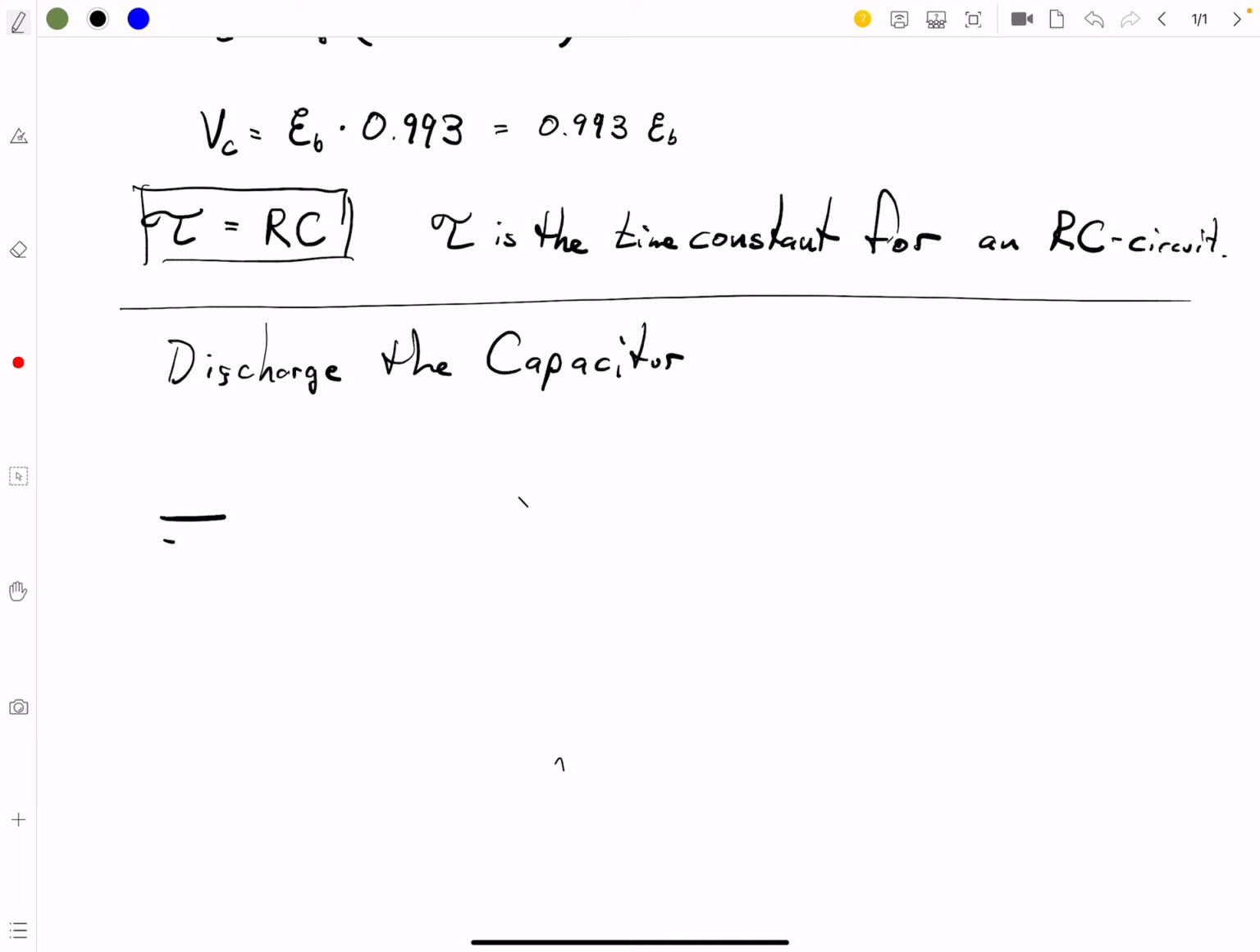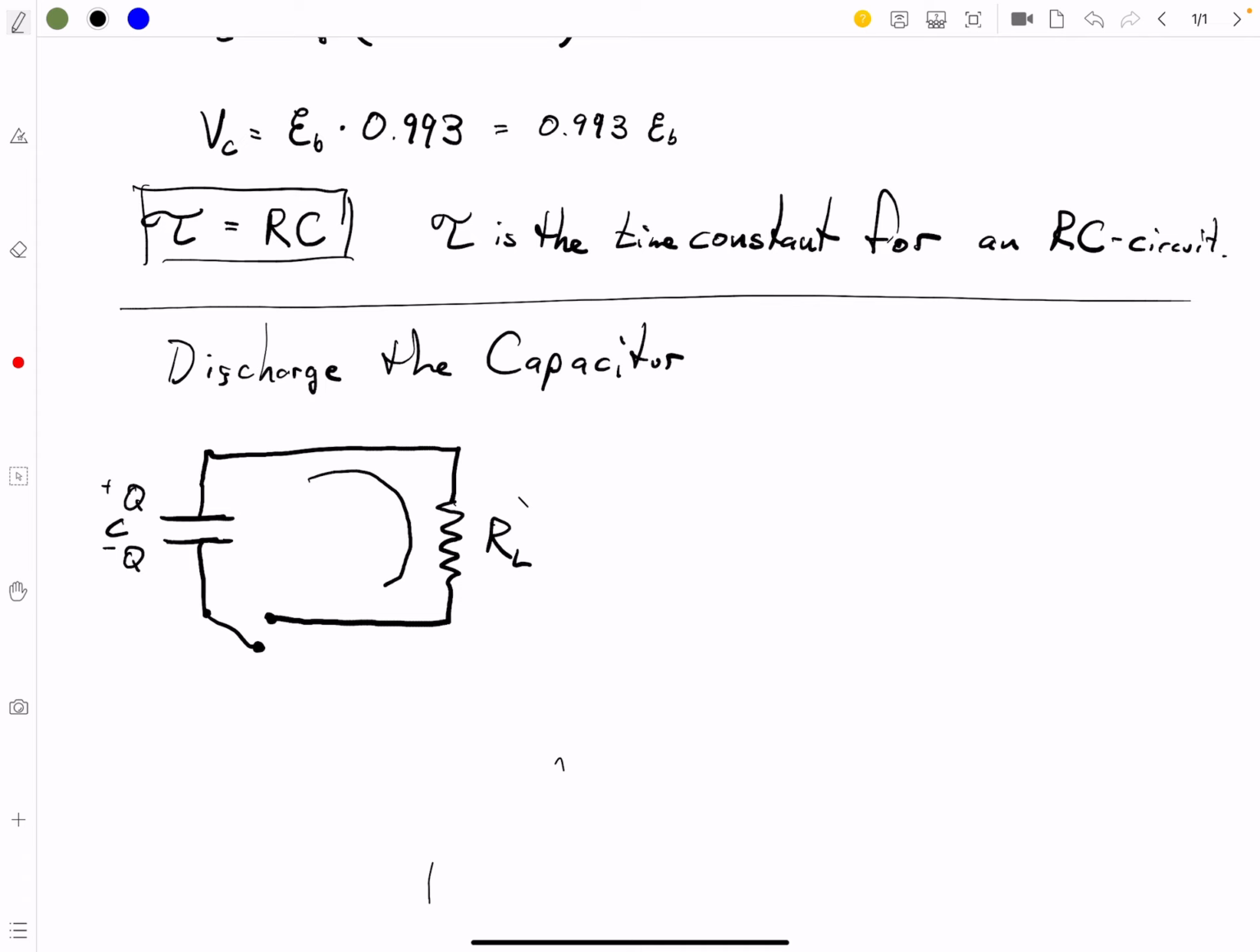So we've unhooked our capacitor. It's been charged up. It has a plus Q on it, maximum, and a minus Q on it, maximum. And it's going to get put onto some load resistance. There's going to be a switch involved, of course. Once we close the switch, we're going to get a current.